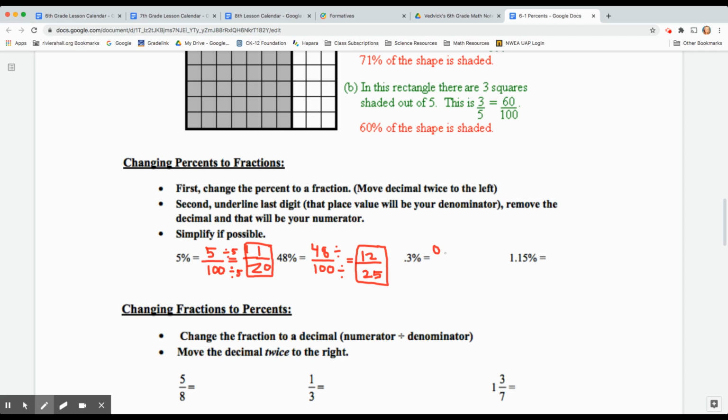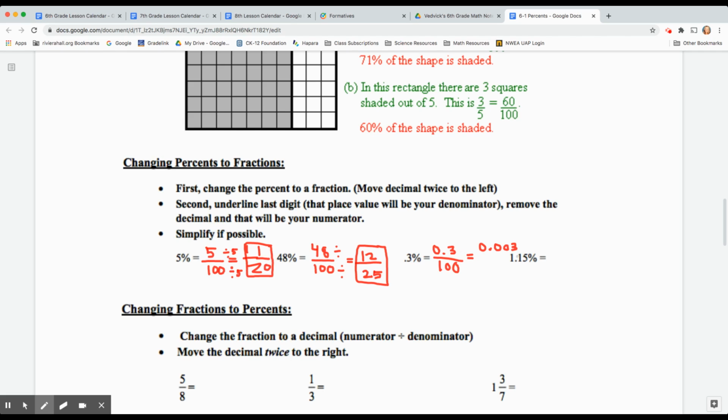Okay, so that means 0.3 over 100. Now you're actually going to truly see this: move the decimal 2 places. If you were to divide this by 100 or punch it into a calculator, you'll actually see that you will get 0.003.